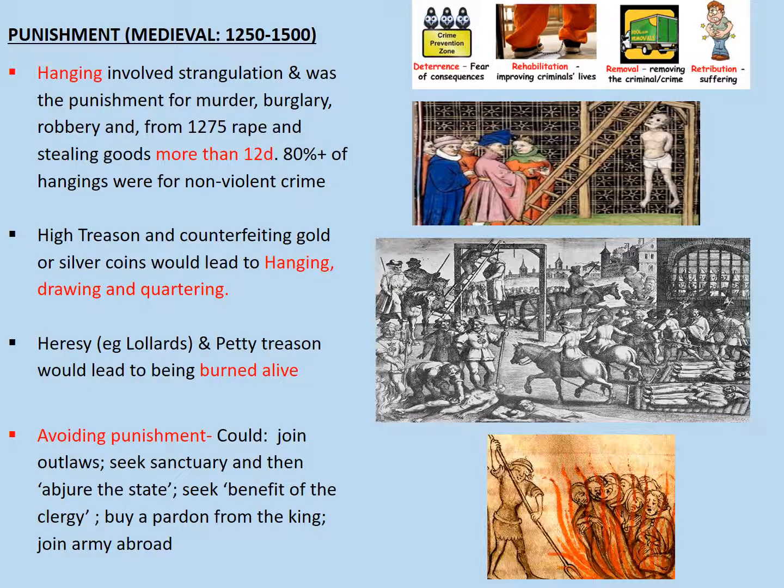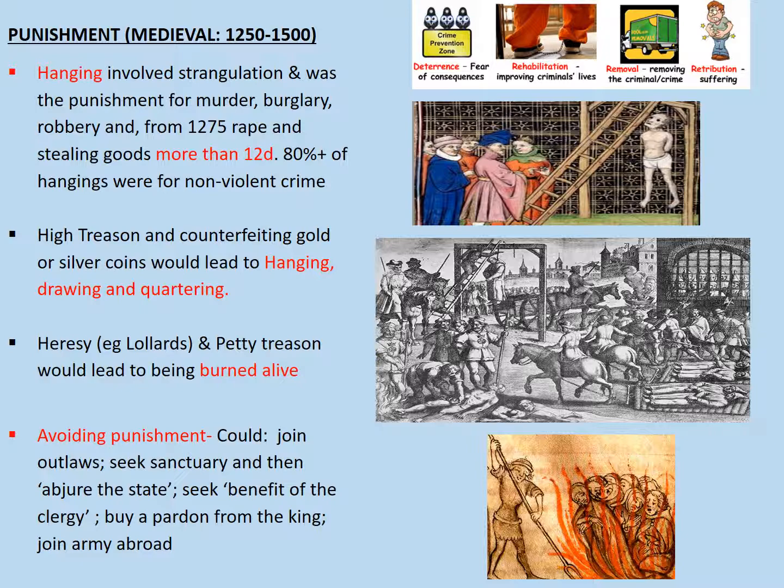Punishment for murder or burglary, and from 1275, rape and stealing goods worth more than 12 pence. That's more than the purchase of a sheep. That would involve hanging, and we have to remember hanging at this point isn't immediate, it's not a quick death, it's a slow death. 80% of hangings were for non-violent crime like stealing.